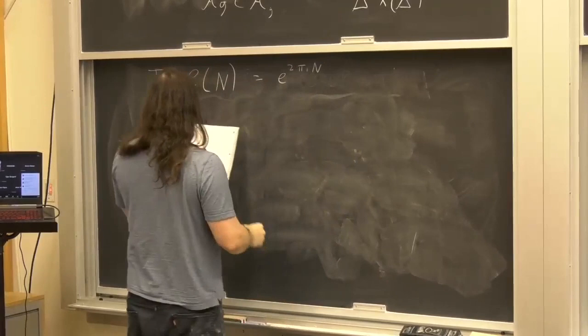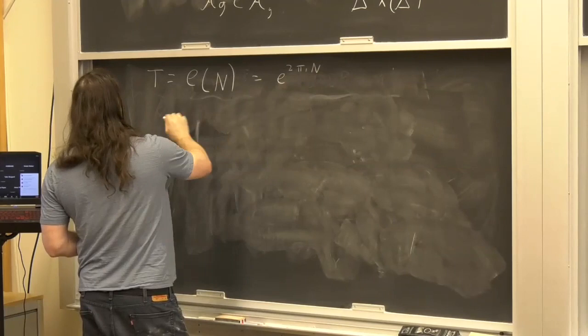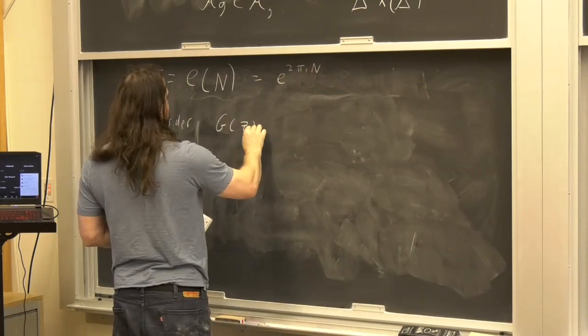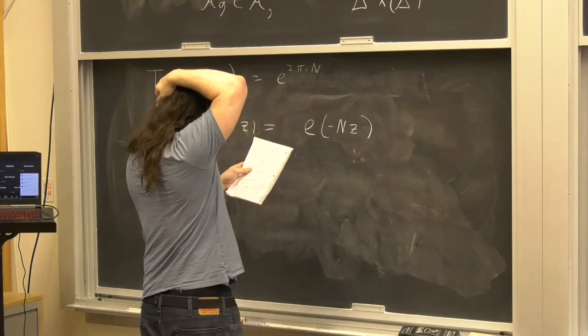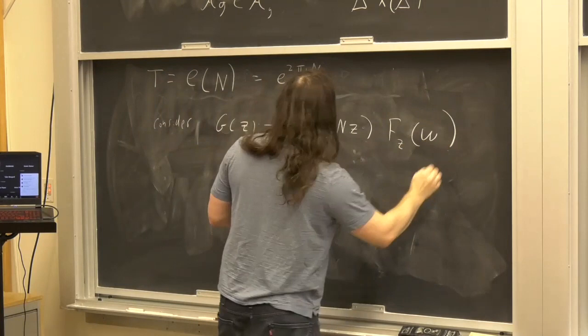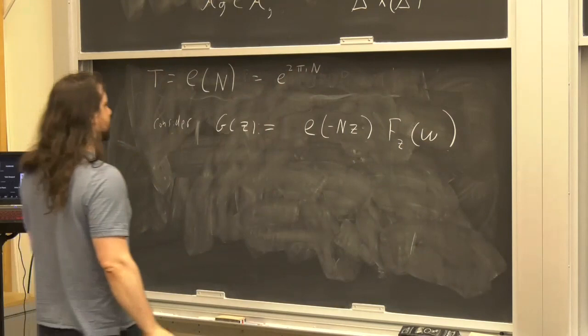And now what we're going to do is study, so consider, we call it g of z, which would be the following. It would be e of minus Nz applied to F_z of omega. So the point of doing this was untwisting the action of monodromy on here.